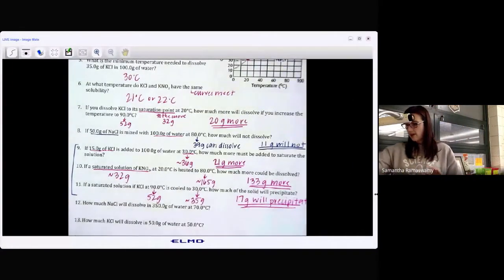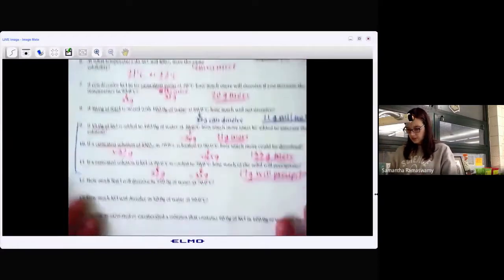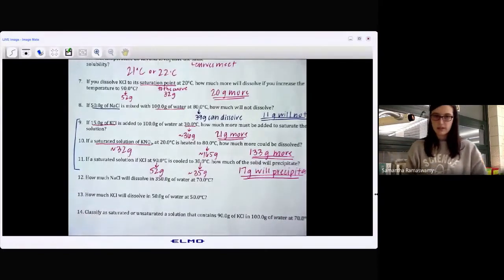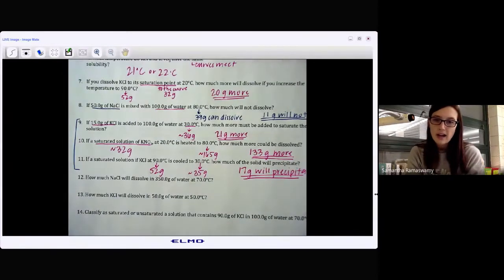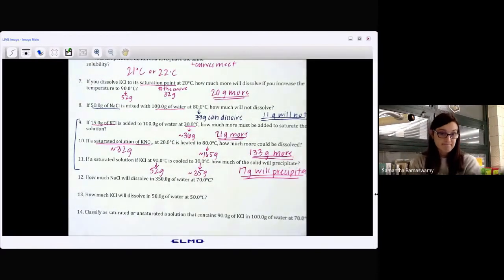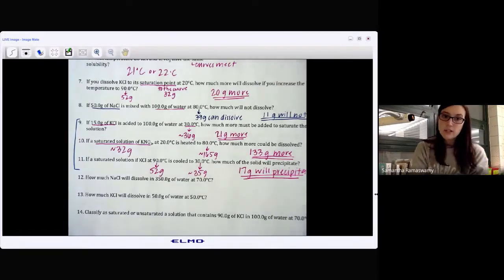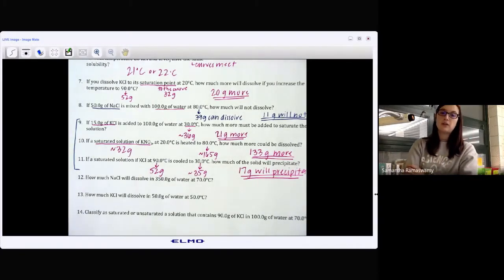All right, so now we're going to get into some different types of questions. So 12 and 13, notice how we're no longer at 100 grams of water. Now number 12 says, how much NaCl will dissolve in 350 grams of water at 70 degrees Celsius?